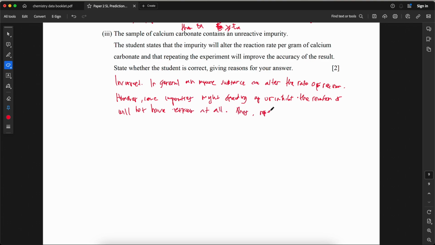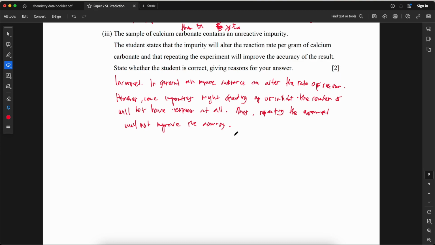Thus, repeating the experiment will not improve the accuracy, because it depends on what kind of impurities are associated with the calcium carbonate. It could be speeding up, it could inhibit, or it could have no effect at all. So when the student repeats the experiment, the student doesn't really know what kind of effect the impurities from the calcium carbonate have, so repeating the experiment will not give accuracy for the experimental data.